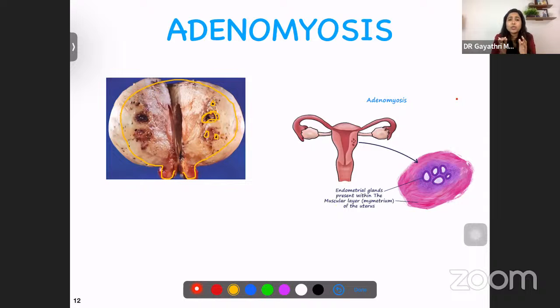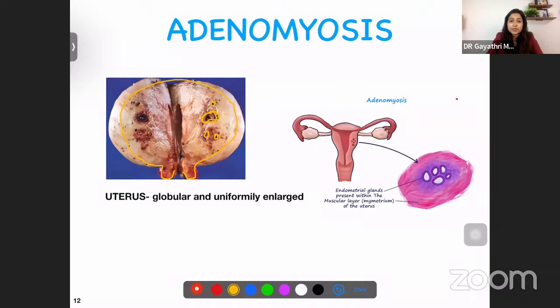And due to this, the uterus is uniformly enlarged. This uniform globular enlargement of the uterus helps us to differentiate this condition from a fibroid uterus. Even in fibroid uterus, you can have an enlarged uterus. But what happens in fibroid? It is usually irregularly enlarged. You can see a bossellated appearance which is associated with this.